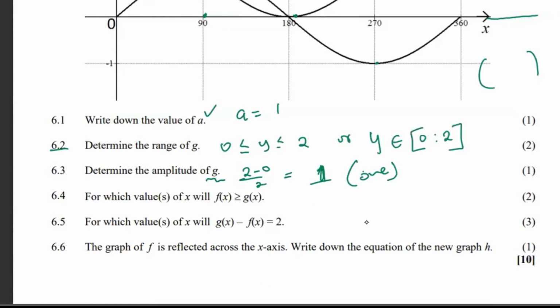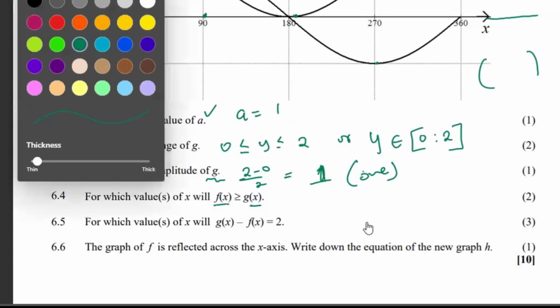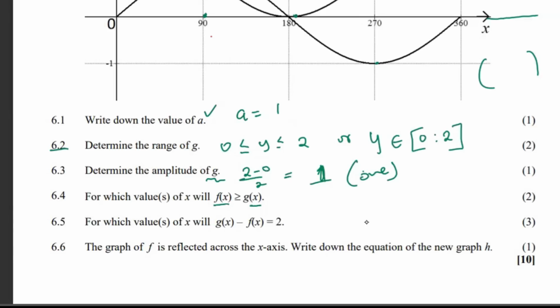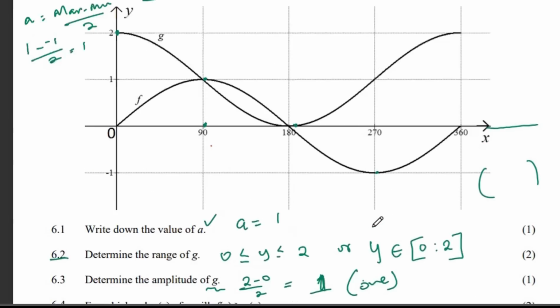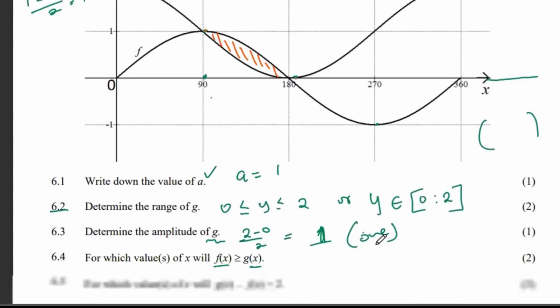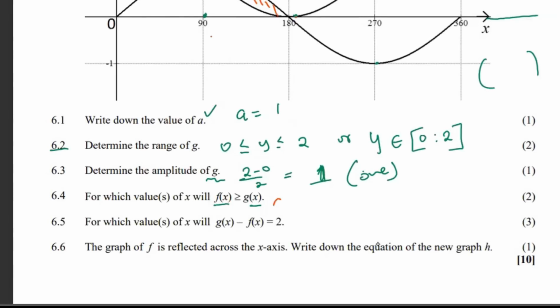Then, for which value or values of x will f of x be greater than or equal to g of x? For this, we need to look at the graph of f being above the graph of g. So where do we find f to be above? You can see just this section. That's when f is above g. Other than that, it's below. So we're going to say 90 is less than or equal to x, less than or equal to 180 degrees.